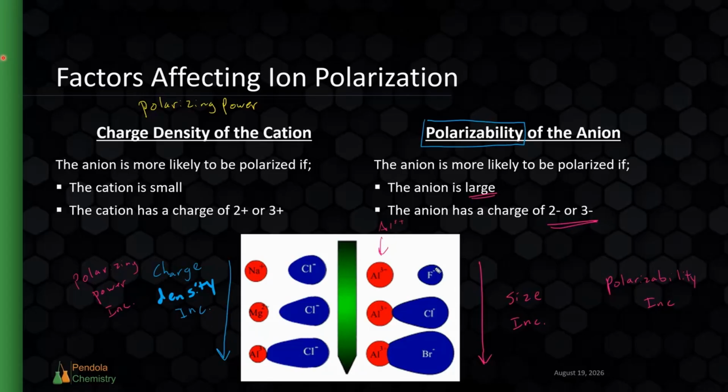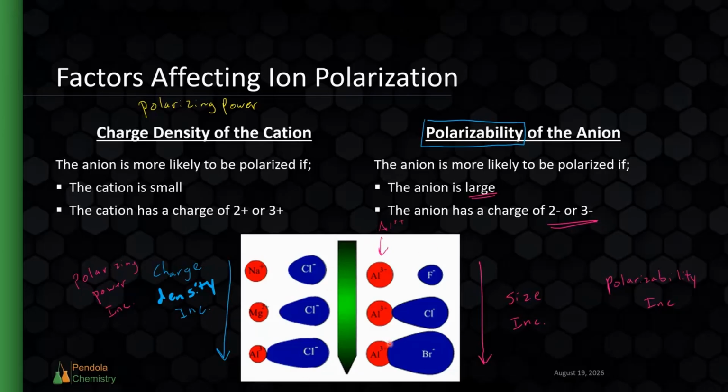But look at what happens with fluorine, chlorine, and bromine. Fluorine is very slightly polarized by aluminum because fluorine has very few electrons, very small. Chlorine, having many more electrons, is polarized even more. And then bromine, or bromide because it's an ion, being so much larger and having so many electrons, is really highly influenced by the aluminum, getting highly polarized. So keep this in mind.